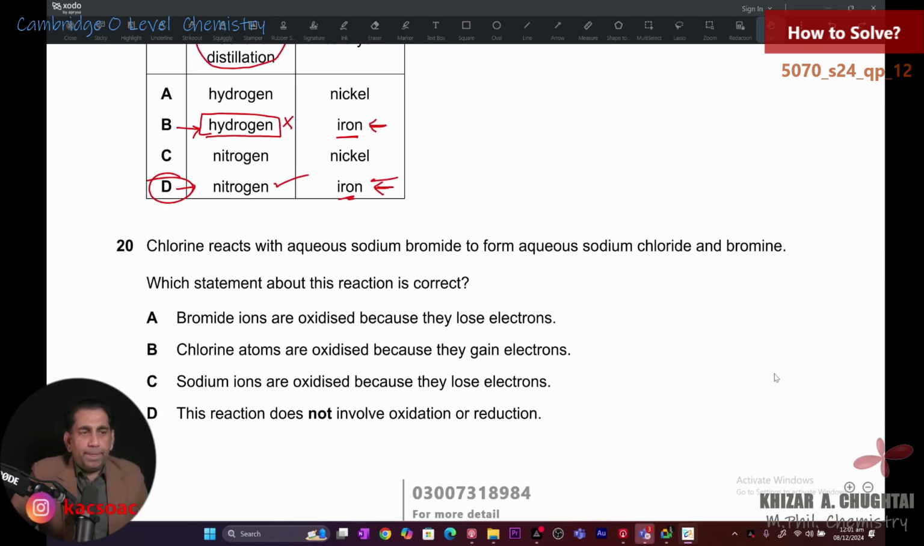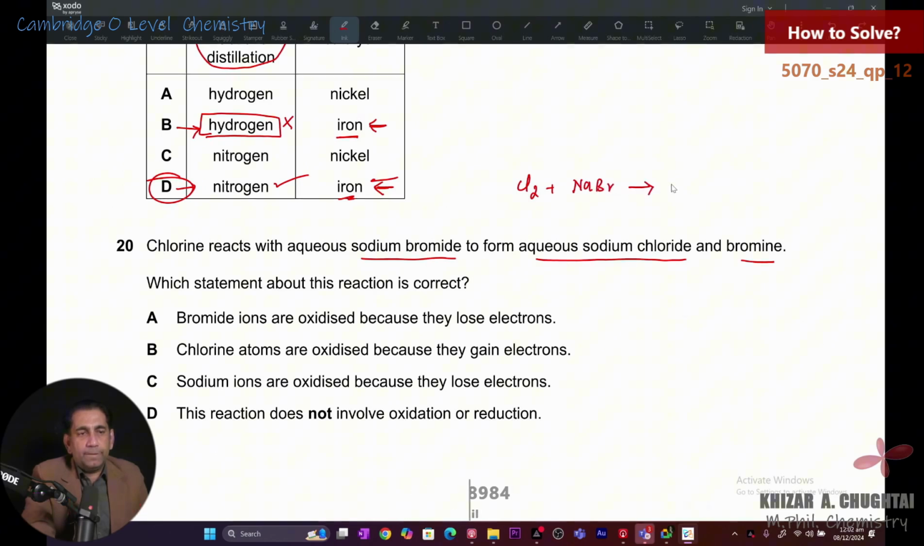Question number 20. Chlorine reacts with aqueous sodium bromide to form aqueous sodium chloride and bromine. Which statement about this reaction is correct? There are four options here. I'm going to write the equation: Cl2 plus NaBr gives NaCl plus Br2. For the sake of balancing, I'm putting 2 here and 2 here.